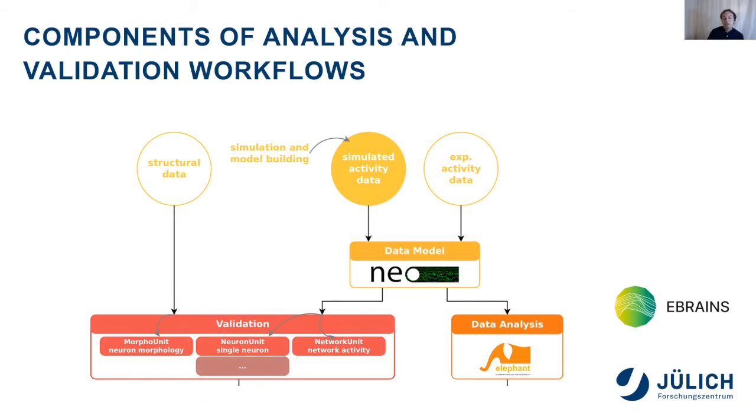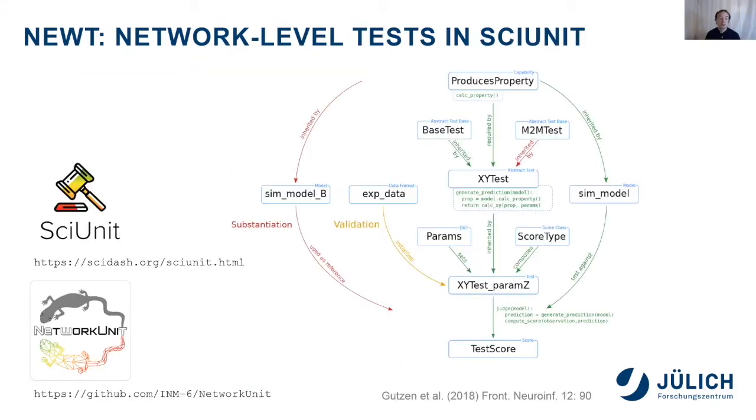We may then continue to validation testing, which is covered by a whole range of validation libraries. Here I would like to focus on one of these libraries, focusing on network activity data and its statistical features. Other libraries which exist focus on either individual components such as individual neurons or their morphology, or individual systems such as maybe hippocampal data. However, the system of all of these validation libraries is quite similar. They are all based on the SciUnit framework, which is essentially a way of specifying unit tests for science.